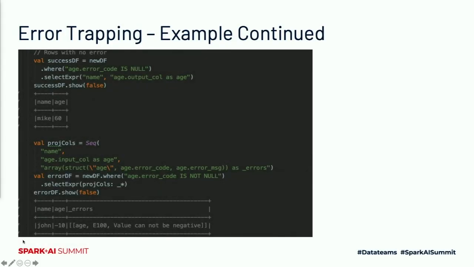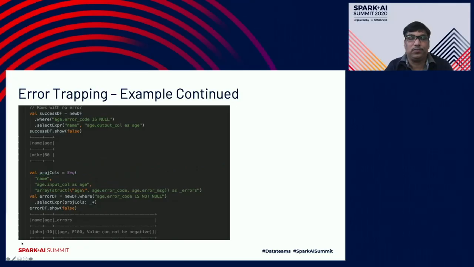So with the data frame schema, the way we saw, we could easily compute the error and the success data frame. To find out the good rows, all we have to do is to look for rows where age.error code is null. Similarly, to find the bad rows, all we have to do is to look for rows where age.error code is not null. So that's how we trap the errors and we filter out the good rows from bad rows. With that, I'm going to hand it over to Sean to share his final thoughts.